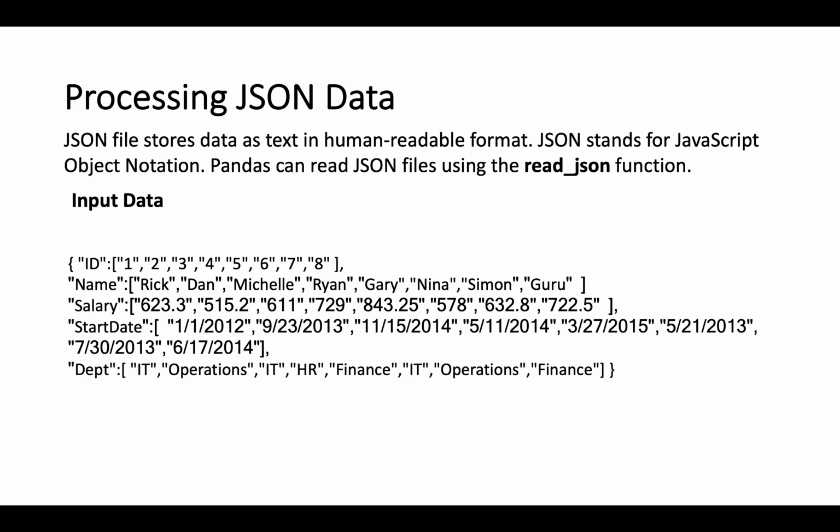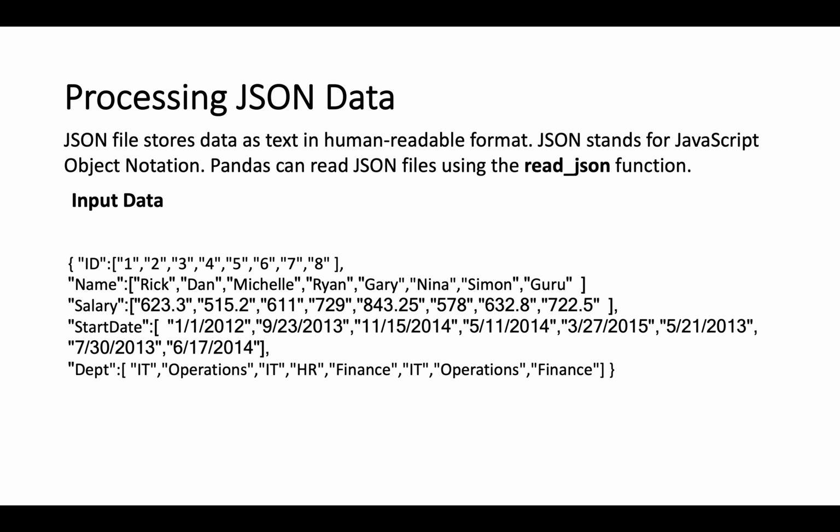Okay, before we discussed the CSV file, which I think is a very popular data format. The second one is the JSON file, which is data in a human-readable text form. It's a very important and popular format. JSON stands for JavaScript Object Notation. Pandas can read the JSON file using read_json.